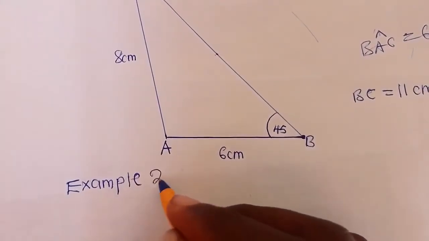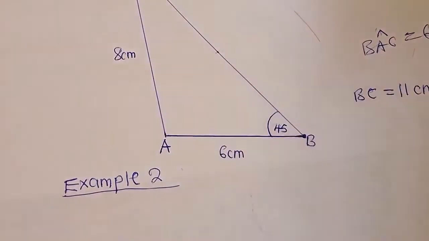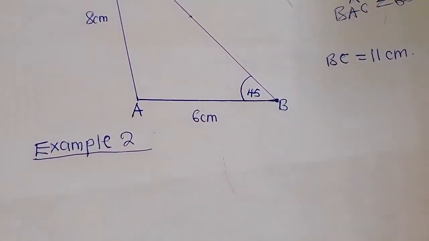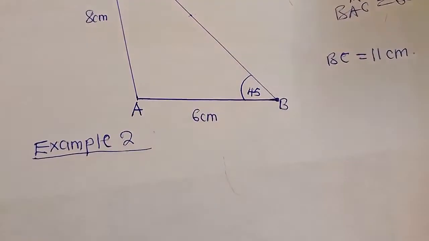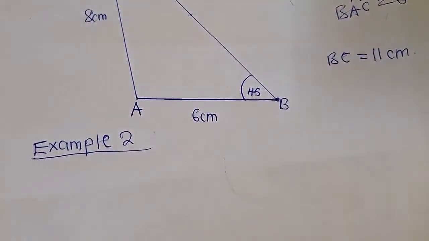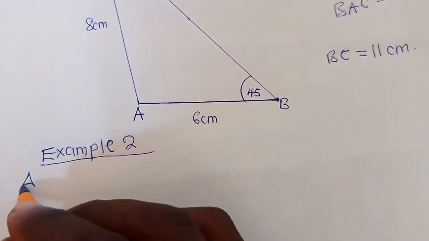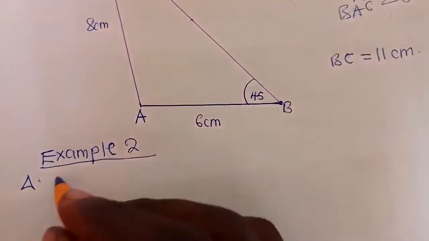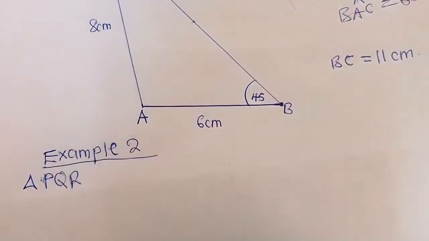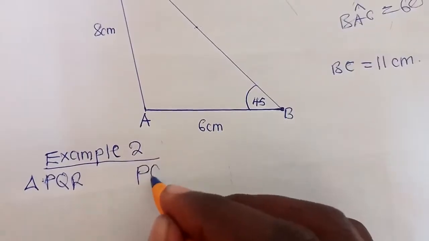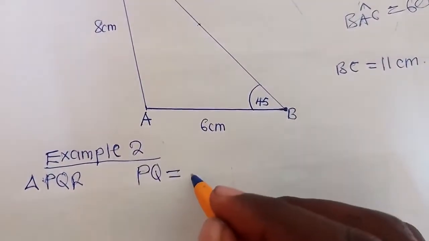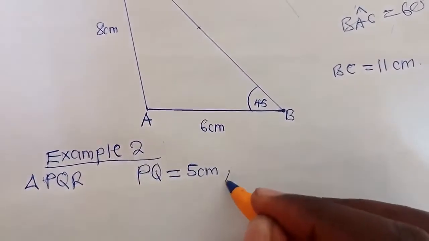This is our example 2. So under our example 2, you are taught to construct triangles. We are just constructing triangles. So let's say you are taught to construct a triangle. Let's say triangle, I'll use different letters. P, Q, R like this. Where PQ is equal to 5 centimeters.